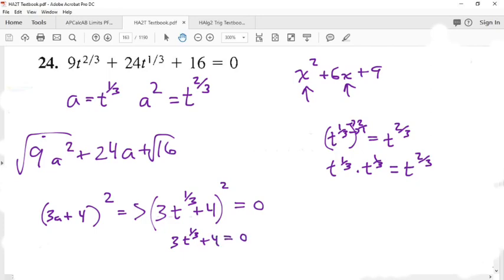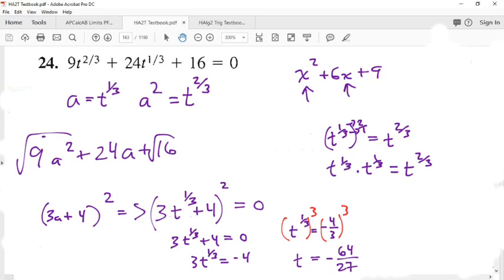Now watch what happens. I subtract 4 from both sides. Then I divide both sides by 3. Now I got to get rid of that 1/3. What can I do to both sides to get rid of the 1/3? Yo, cube that dog. You're right. Because if I do that, then I get t to the 3/3, which is just t to the 1. Correct? Correct. And over here, we just got some crazy big numbers. 4 times 4 times 4 is 64. 3 times 3 times 3 is 27. And now you're done.